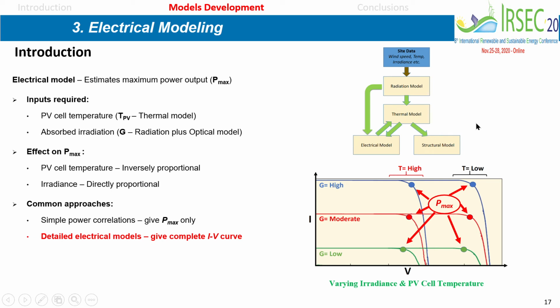Now I go to electrical modeling, and the electrical modeling is used to estimate the maximum power. The inputs are the PV temperature or the cell temperature, and also the global irradiance. Now there are two ways of looking into this, either using simple power correlation, and there are plenty of models that exist there, or relationships proposed by different authors, or use a detailed electrical model that gives the complete IV curve and calculate the maximum power, as you can see from the IV curves here.